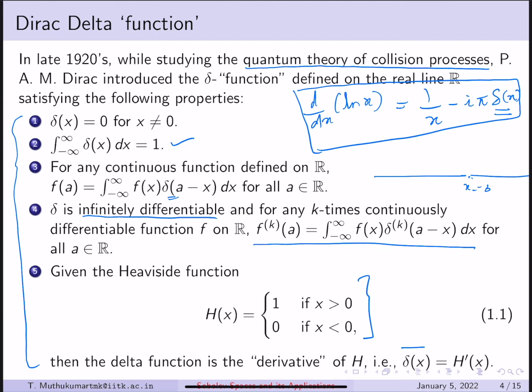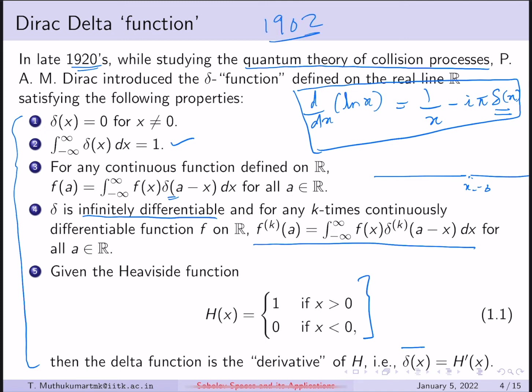This was in the late 1920s, around 1928, 1929. So all these 5 equations were mathematically not making any sense. But physically this made sense, so one had to give meaning to this, and that is how the need to generalize the notion of function came in.